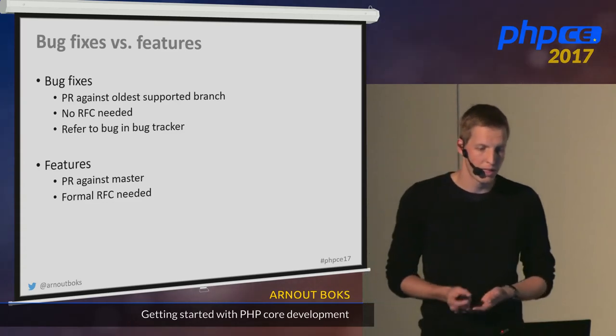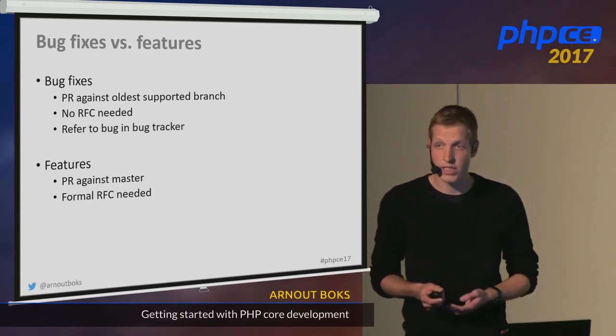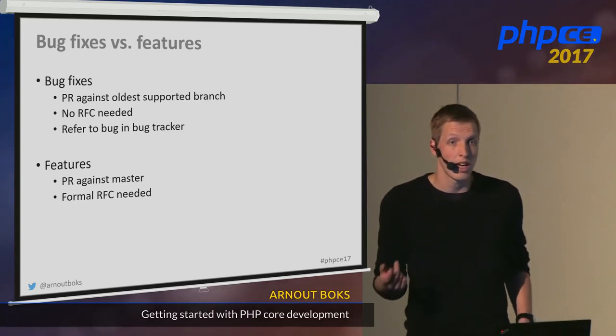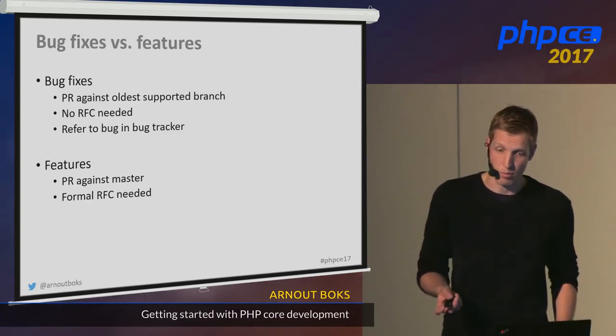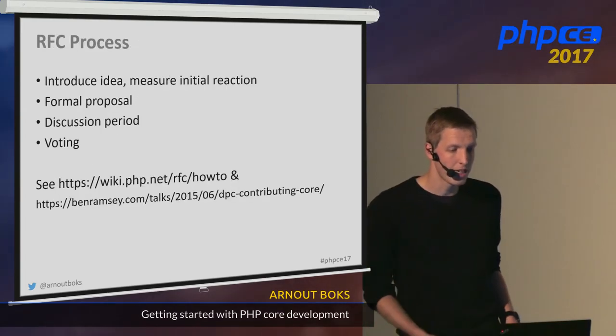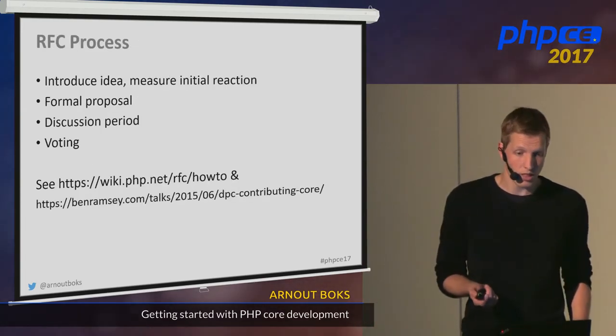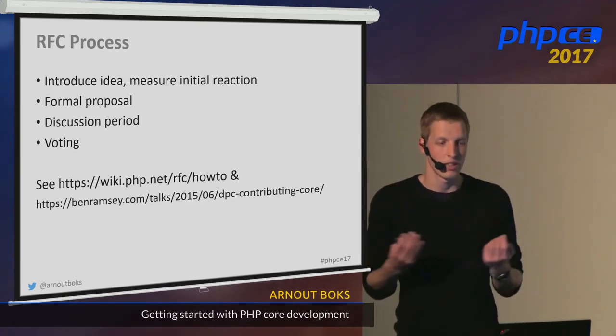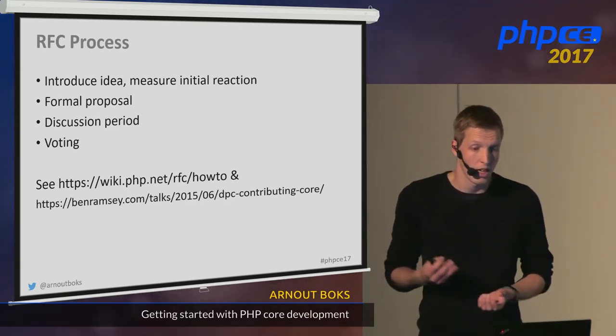For features, things are a bit more difficult. Features are always created using a pull request against the master branch, and those require a formal RFC. So for features, PHP has an RFC process, which formalizes the way that new versions of PHP are shaped and decisions about that are taken.